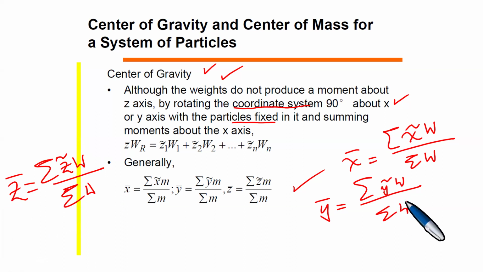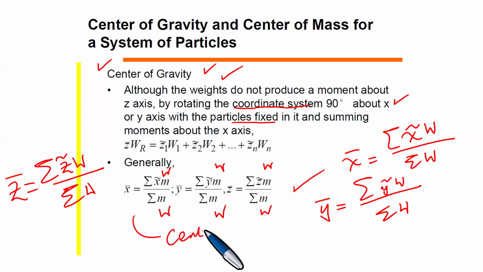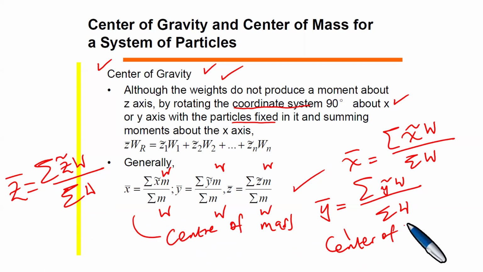So these are the formulas you would use for the center of gravity. As much as this was written in terms of m, every m is W. But obviously the m is used for the center of mass, and this one here with the W would be the center of gravity. So just take note of that. Let's move on.